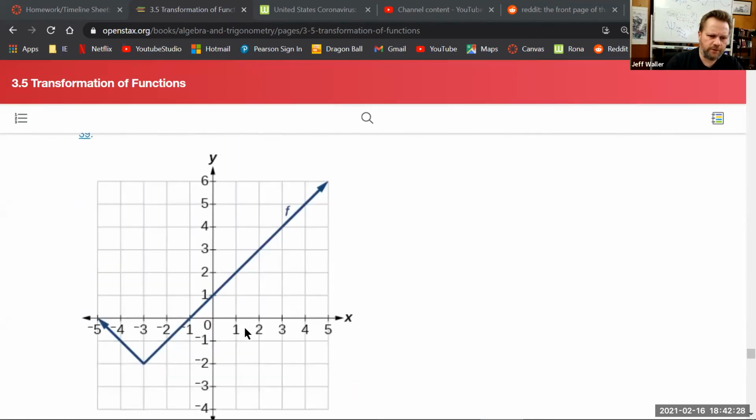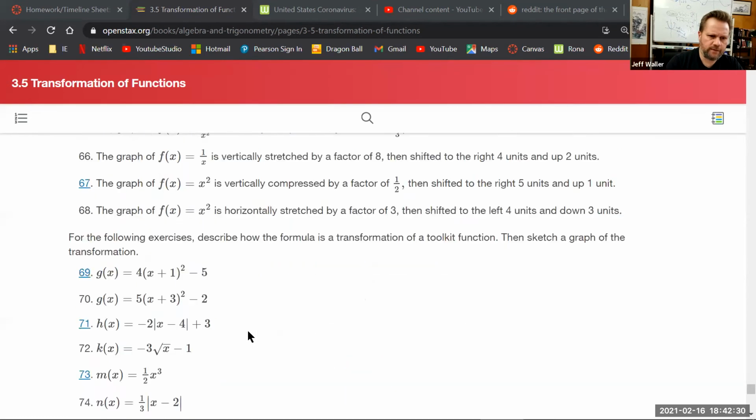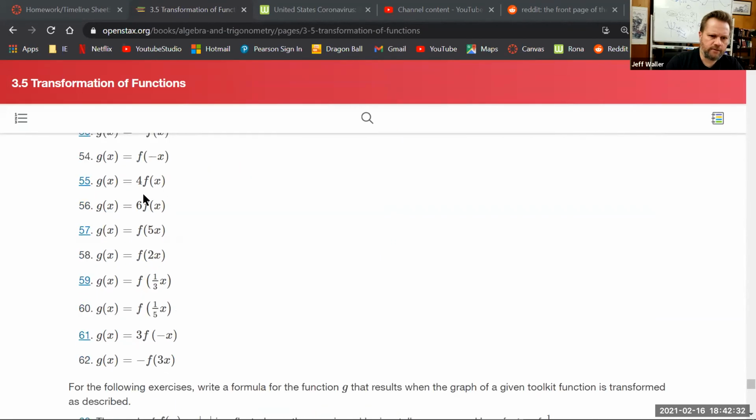So look at problem number 56. The number is outside, so that's going to be a vertical change. In fact, what does it say? It says that g is 6 times f of x. So it's going to be a stretch. g is going to be f stretched because it's going to be 6 times as big.